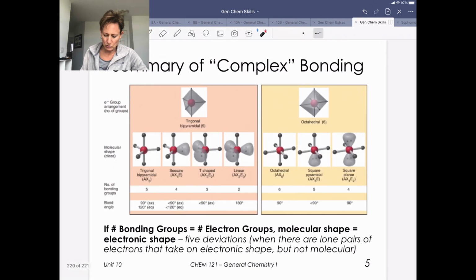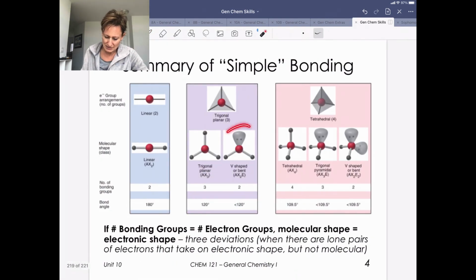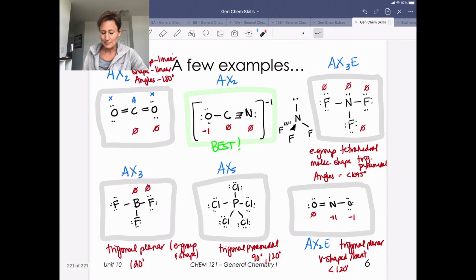Let me just show you that one real quick. Okay, so that's this one here. We've got AX, we've got three things. So we're going to have trigonal planar for our electron group arrangement, and V-shaped or bent because we need to give that radical some room to be. Because we've put that lone pair up there, it's pushing down a little bit here. It's going to make this bond angle less than 120 degrees. We talked about that already.